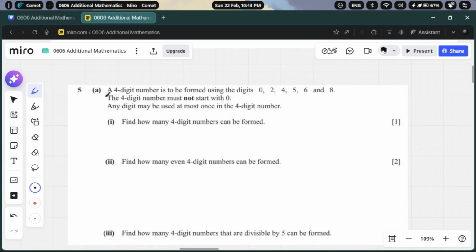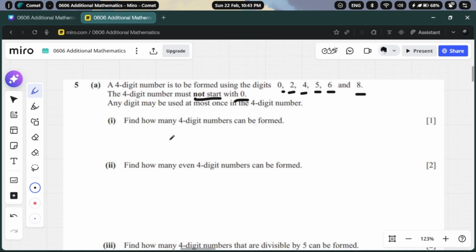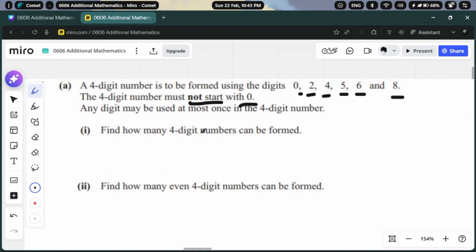So you're told that a 4-digit number is to be formed using the digits 0, 2, 4, 5, 6 and 8. And one thing to keep in mind is that the 4-digit number must not start with 0. So any digit may be used at most once in the 4-digit number. Now you have to find out how many 4-digit numbers can be formed. One thing to keep in mind is this clearly stated that any digit may not be used more than once, which means you cannot repeat that digit.